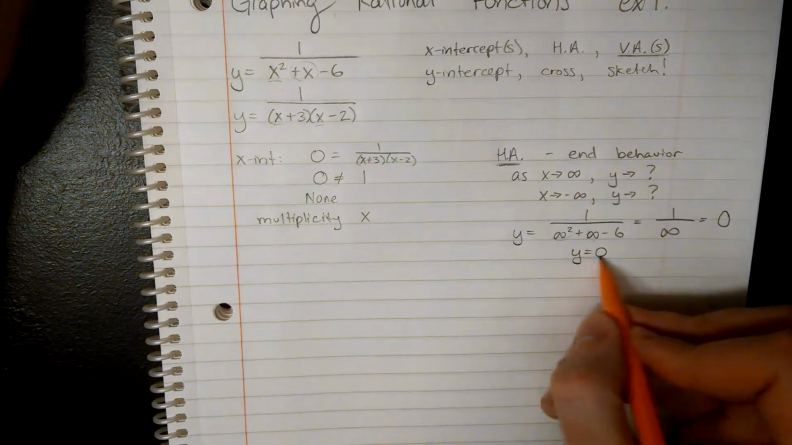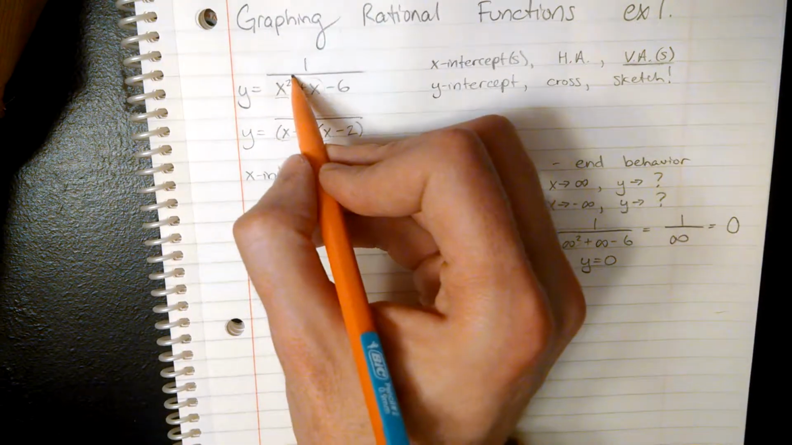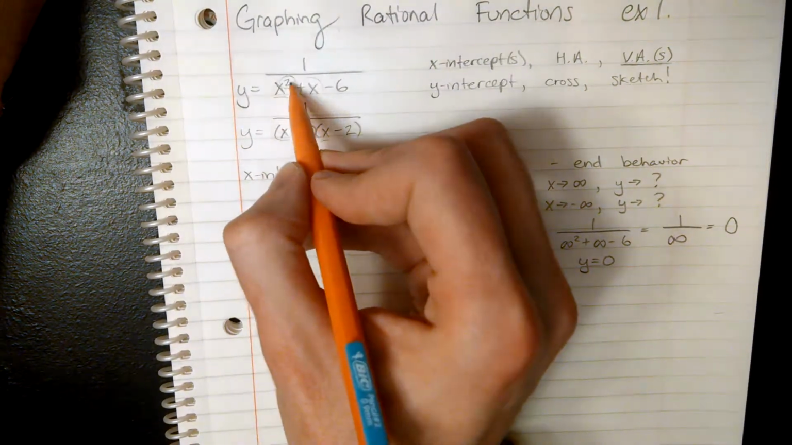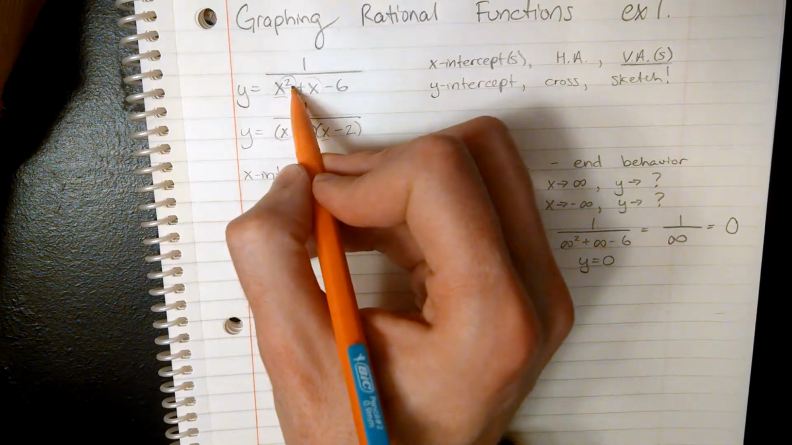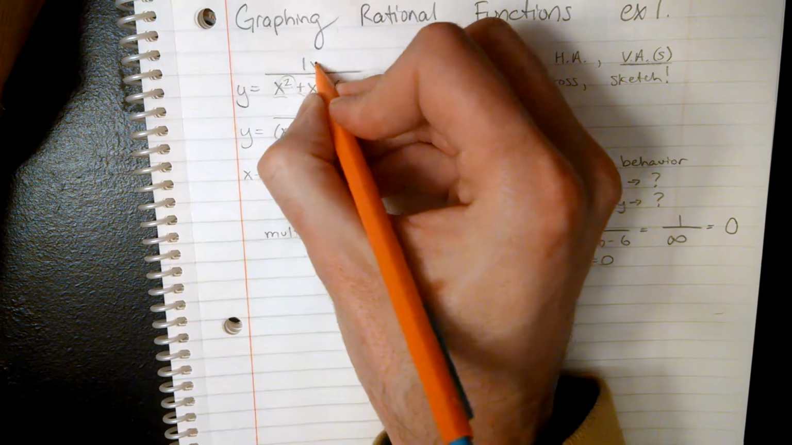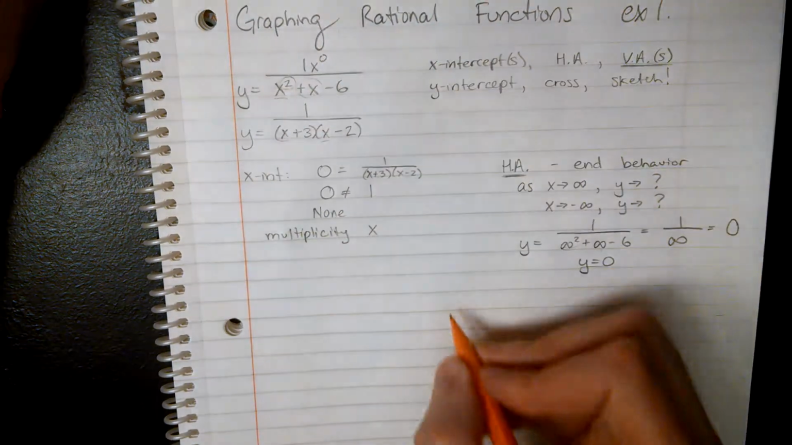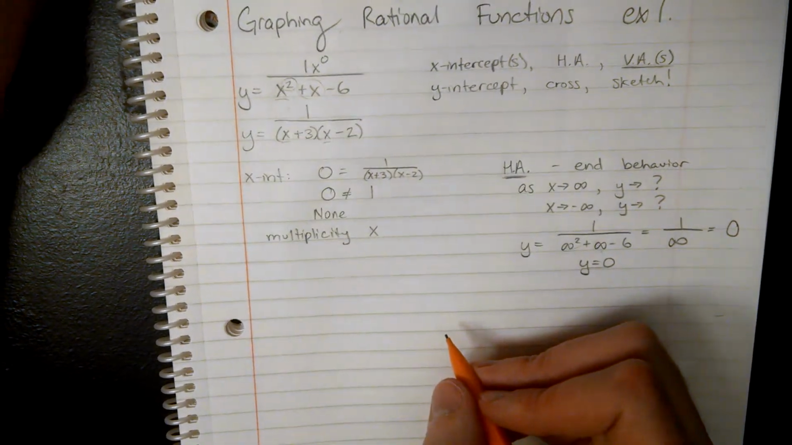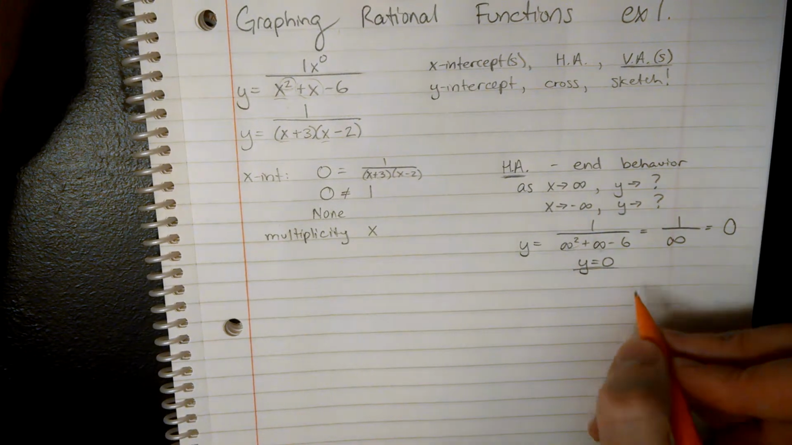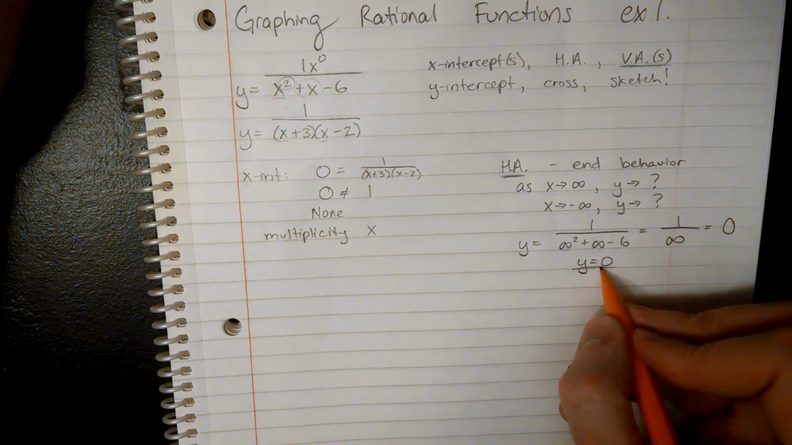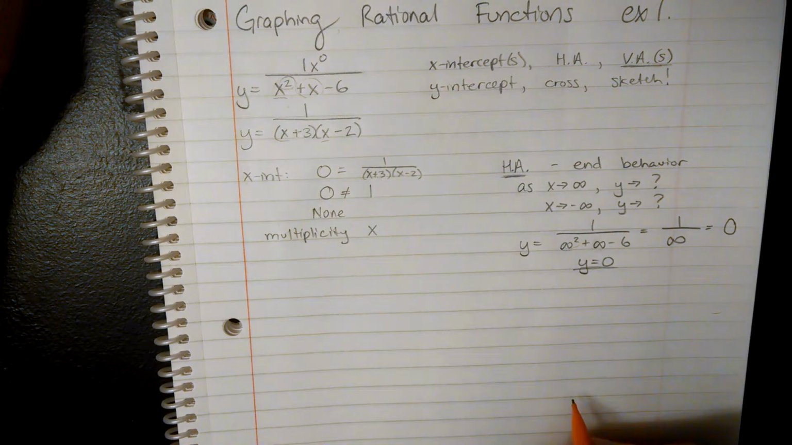And this y equals 0 is going to show up anytime the power on the bottom is larger than the power on the top. So here we have a power of 2. This 1 is the same thing as 1x to the 0. Obviously 2 is larger than 0. Hence our horizontal asymptote is the x-axis, y equals 0. Alright, moving right along.